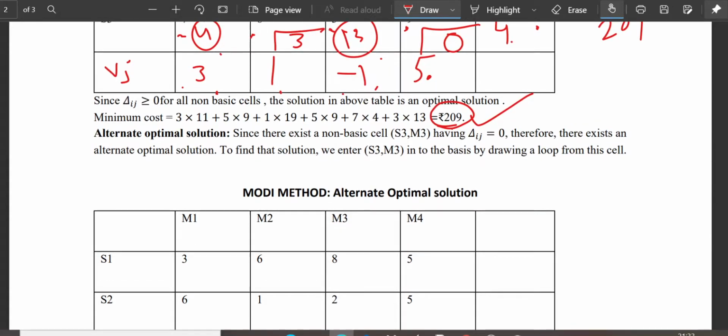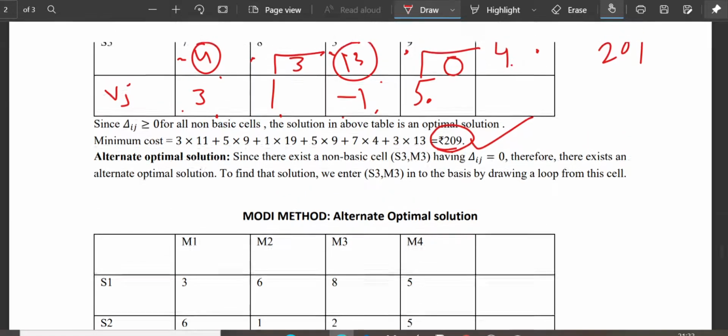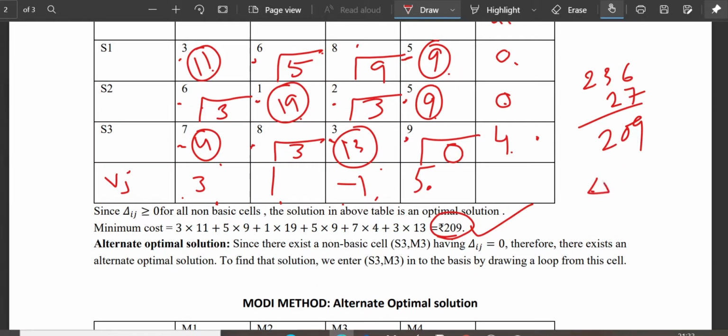Sometimes the question says if there is any other alternate optimal solution, find that also. So how we can know whether the alternate optimal solution occurs or is available or not? See, if all delta ij are greater than or equal to 0, it means that optimal solution has been reached. If in the final table any of the delta ij is equal to 0, then also optimal solution is there, but equal to 0 indicates that alternate optimal solution also exists.